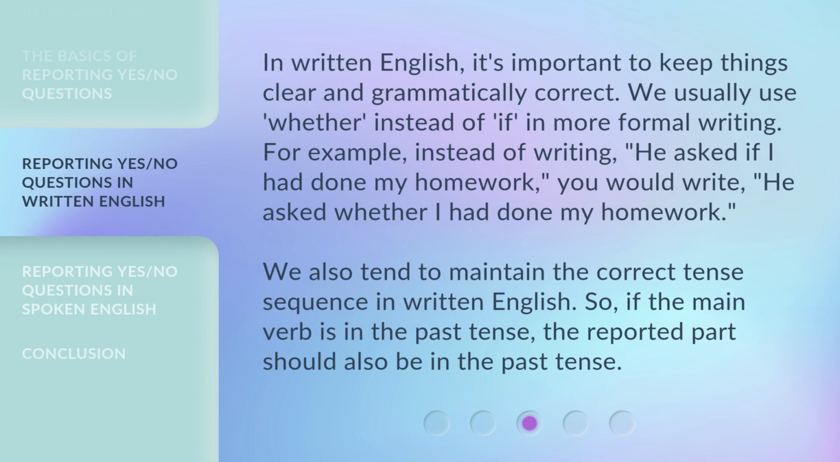In written English, it's important to keep things clear and grammatically correct. We usually use whether instead of if in more formal writing. For example, instead of writing, he asked if I had done my homework, you would write, he asked whether I had done my homework. We also tend to maintain the correct tense sequence in written English. So, if the main verb is in the past tense, the reported part should also be in the past tense.